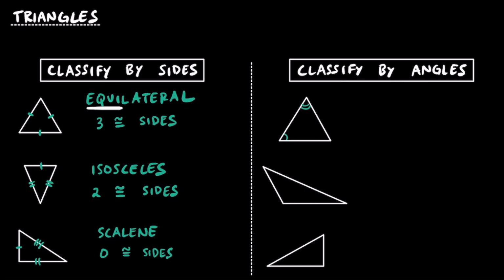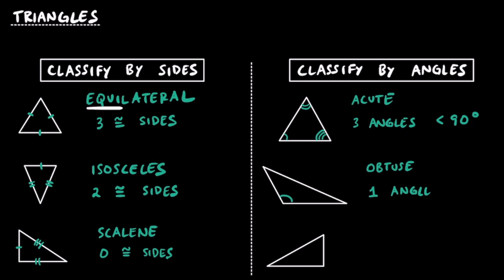Besides classifying triangles by their side lengths, we can also classify them by their angles. If you see a triangle and all 3 of the angles are less than 90 degrees, then this is called an acute triangle. In another scenario, if you find a triangle that has one angle that's bigger than 90 degrees, or greater than 90 degrees, this is called an obtuse triangle. And in a third instance, if you see a triangle that has a 90-degree angle, or a right angle, we call this a right triangle.